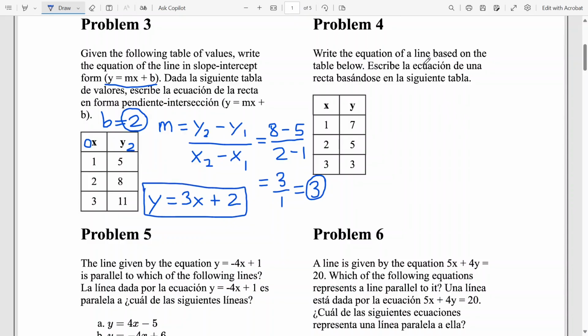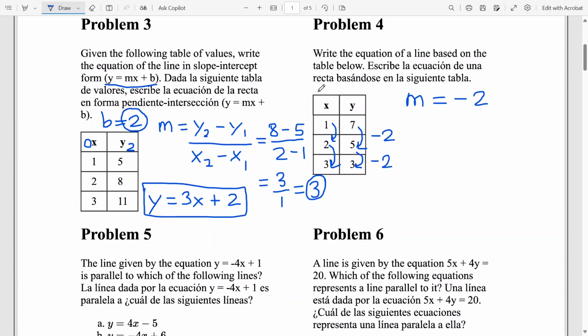Next one, write the equation of the line based on the table below. Okay. So again, we want to look at our slope. We're increasing by 1 in x. So as we go up from each x value, we go up by 1. And we're decreasing in y by 2. So we're going down 2 as we go up 1. So our slope is actually negative 2, because we go down 2 each one.